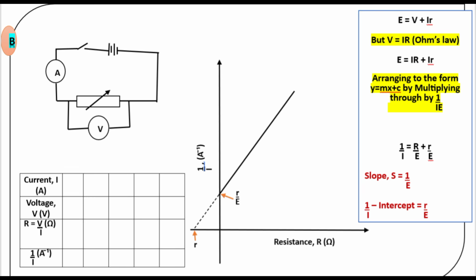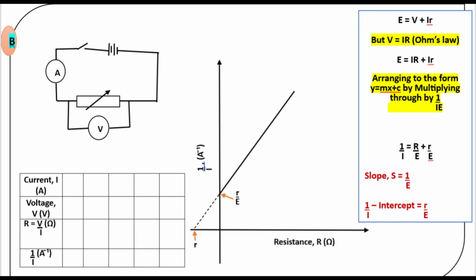So you realize that 1 over I is the y-axis, and R is the x-axis. That means the slope of this graph represents 1 over E, which will be our m in this case. So if you want E, the EMF, you simply find the reciprocal of the slope. Then we also have r over E, where r is the small r. This is represented by the reciprocal of current intercept, which will give you r over E, whereby you already got E from the reciprocal of the slope. So you can get r by multiplying E by the intercept. The value of the intercept you already have, you multiply by E, and then you are able to get r.